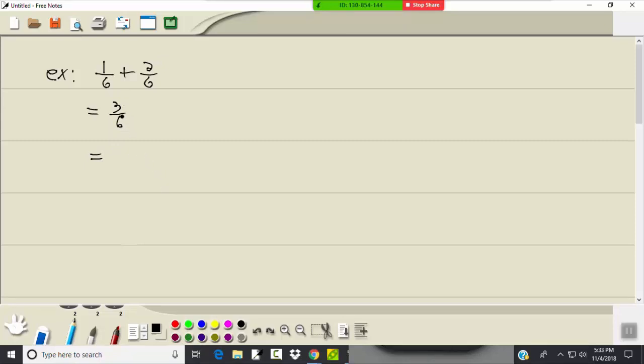And then our last step is to simplify this. Well, divide top and bottom of those by 3. 3 divided by 3 is 1. 6 divided by 3 is 2. So our answer will be 1/2.